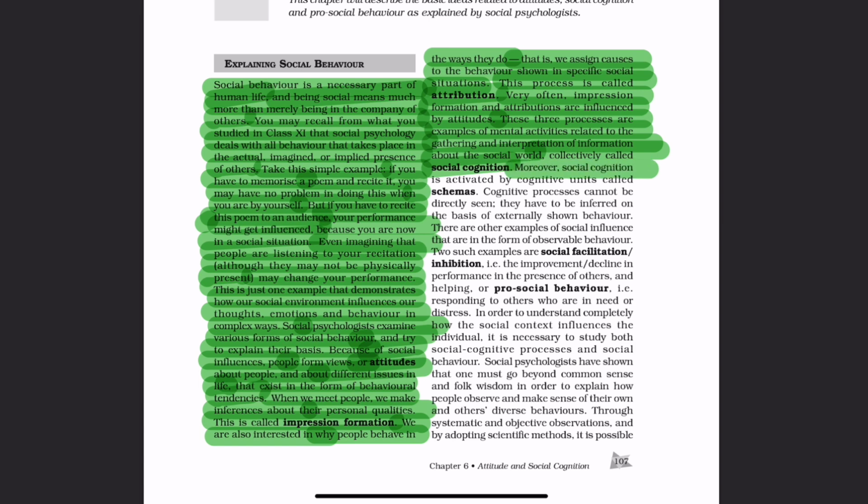Moreover, social cognition is activated by cognitive units called schemas. Schemas are like the concepts that you have created or learned. As I said, if people are like that, that is fixed in your mind, or life is like that, or that person is like that. That is a schema, and whatever you think, accordingly you behave. So you have a strong belief in that. Cognitive processes cannot be directly seen. They have to be inferred on the basis of externally shown behavior.